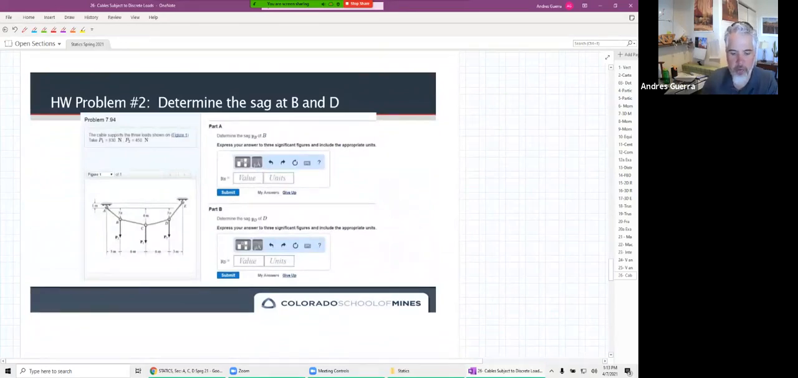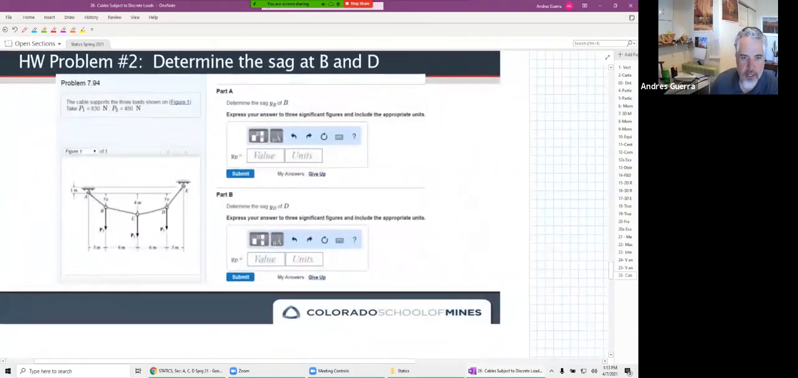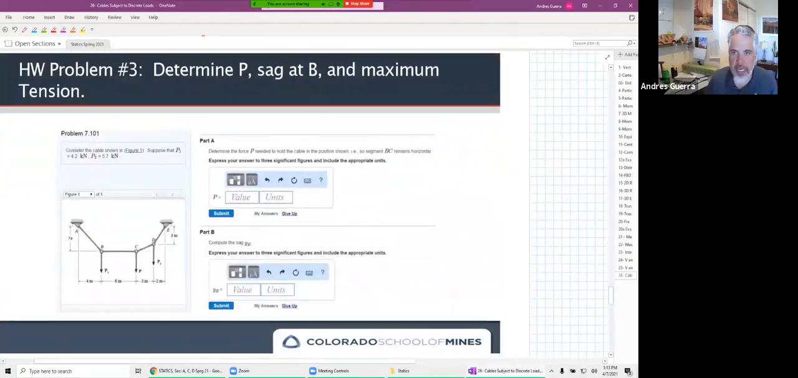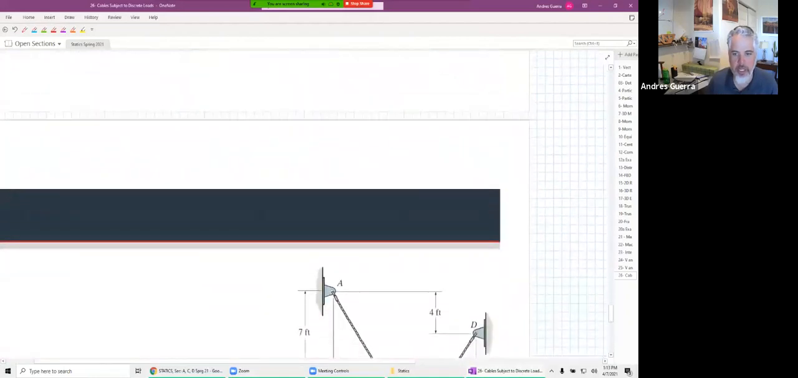Here's a better picture of the types of problems that we're looking at. On this one, we have multiple segments of this cable. You can see each one has a unique slope. In between all the loads applied to this, we have supports at A and E. They're asking us to find some of the geometry, determine the sag at B and the sag at D. We also need to find maximum tension in our cable and the tension in each segment. Problem number 3, we're asked to determine P, the sag at B, and the maximum tension. You can see these point loads, these discrete loads, in between each cable segment.